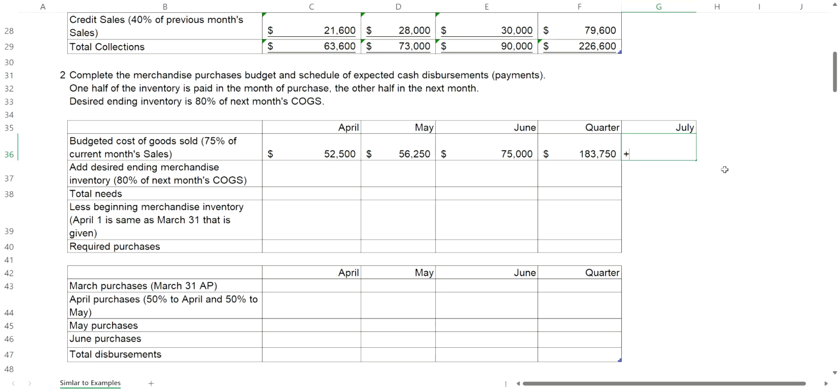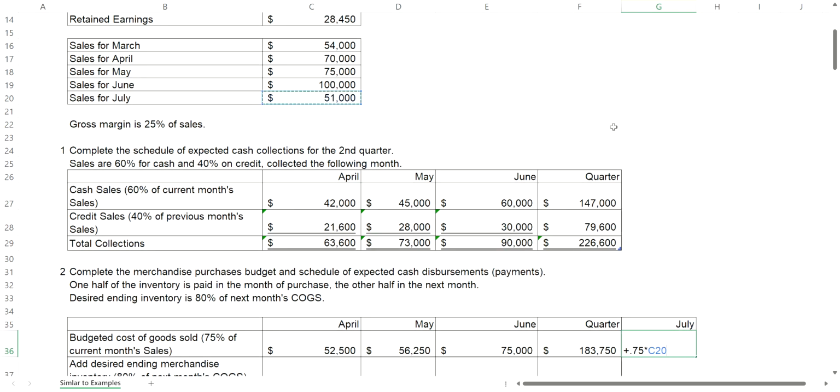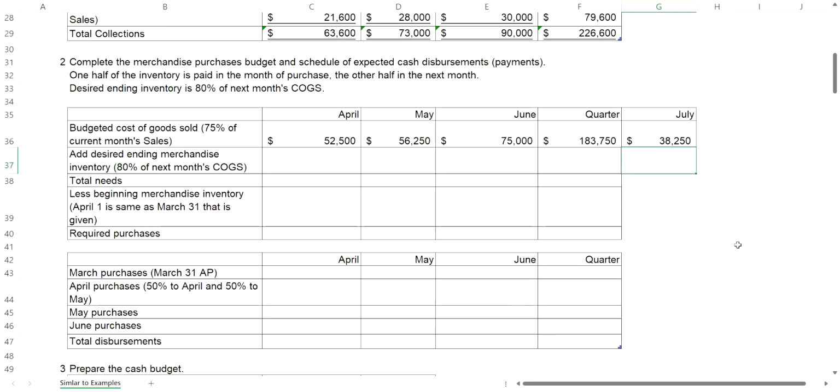Now I'm going to need July's for a calculation. So I'm going to go ahead and also take 75% of July sales. So 75% of 51,000 is 38,250, or we'll see why we need that in a moment. Now it says add a desired ending inventory. We want to make sure we don't run out of 80% of next month's cost of goods sold. So for April, I'll take 80% of May's cost of goods sold of 56,250. That gives me 45,000.